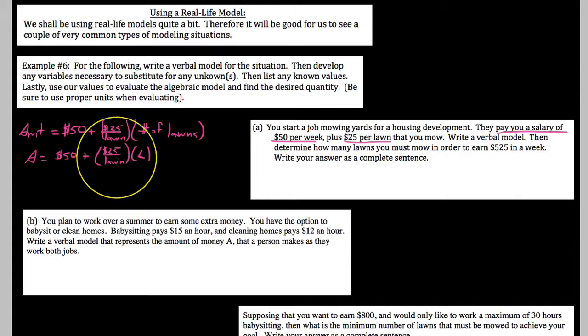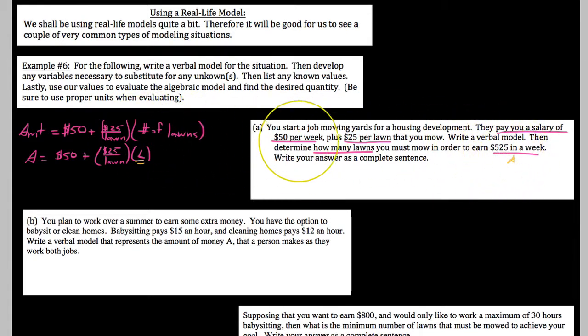Okay, so now that we have our verbal model and our algebraic model, it says then determine how many lawns you must mow in order to earn $525 a week. So a couple things here. First of all, we were given $525 a week, and we were asked to find how many lawns we have to mow. So in this case, are we looking for the amount A, or are we looking for L? And in this case, we're looking for lawns. We're looking for L. So we're going to be solving for L, given the fact that I already know the amount that I earn in a week. Okay, so this is our amount A.